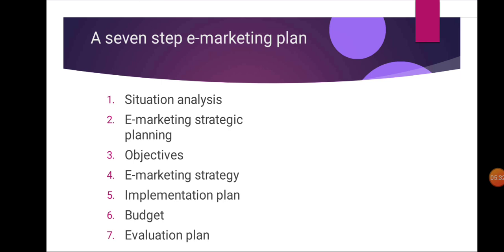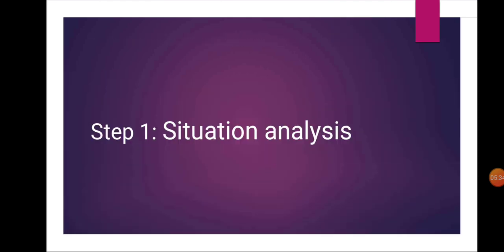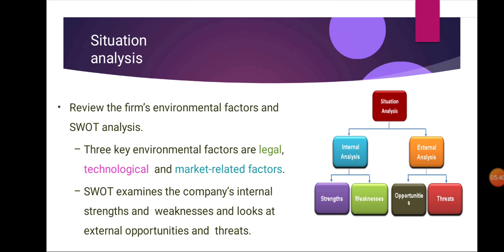Now let's get to the exact 7 steps of the e-marketing plan. The first one is situation analysis. Let's see one by one. Situation analysis: basically, the situation is nothing but the environment in which a business is operating or going to operate. So it is evaluated. We have seen in the ESP model that we go through SWOT analysis. The major environmental factors, which we have already seen in the ESP model, are legal, technological, and market related factors. These three play an important role when we are analyzing the situation. So our plan should fit these three basic environmental factors.